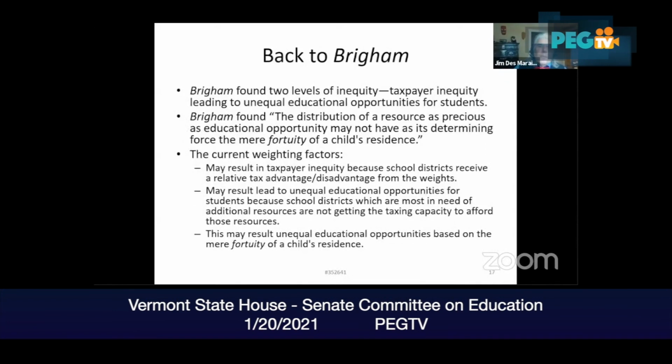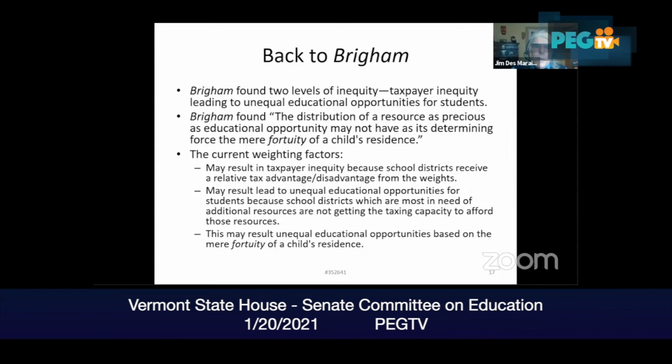So going back to Brigham as our last slide. Remember that Brigham found two levels of inequity, taxpayer inequity, leading to unequal educational opportunities for students. And Brigham found that the distribution of a resource's precious educational opportunity may not have as its determining force the mere fortuity of a child's residence.